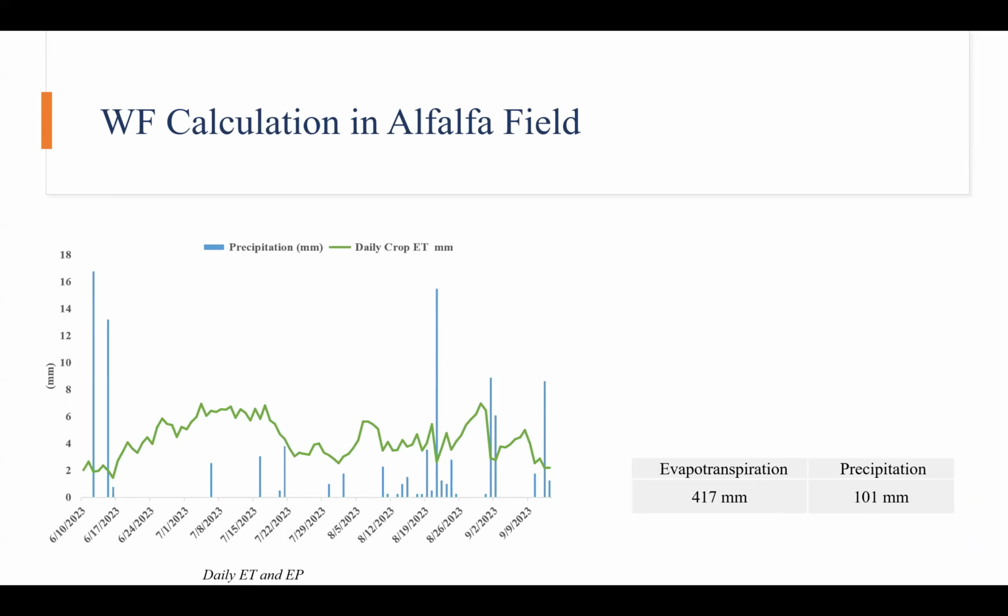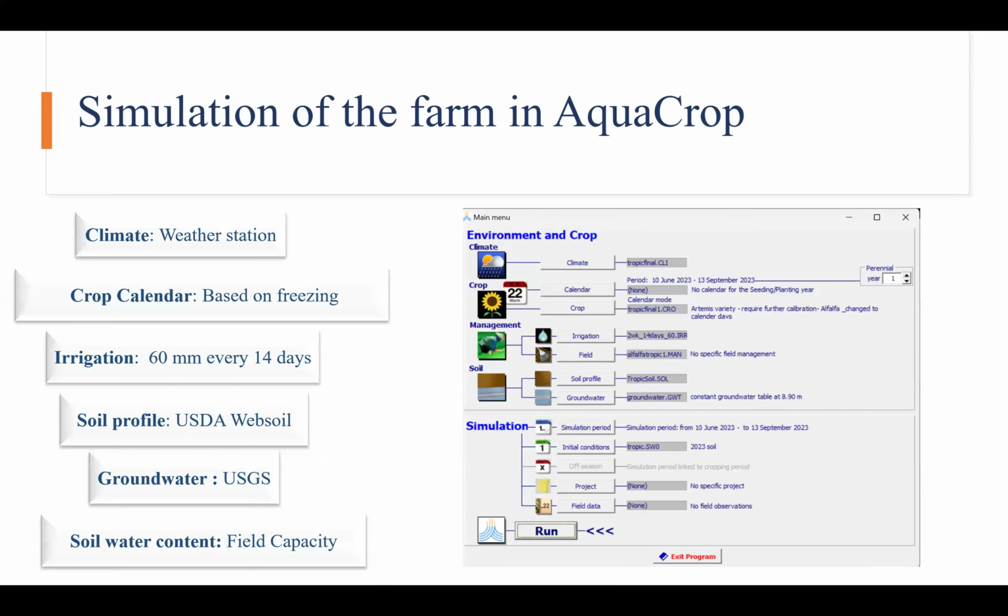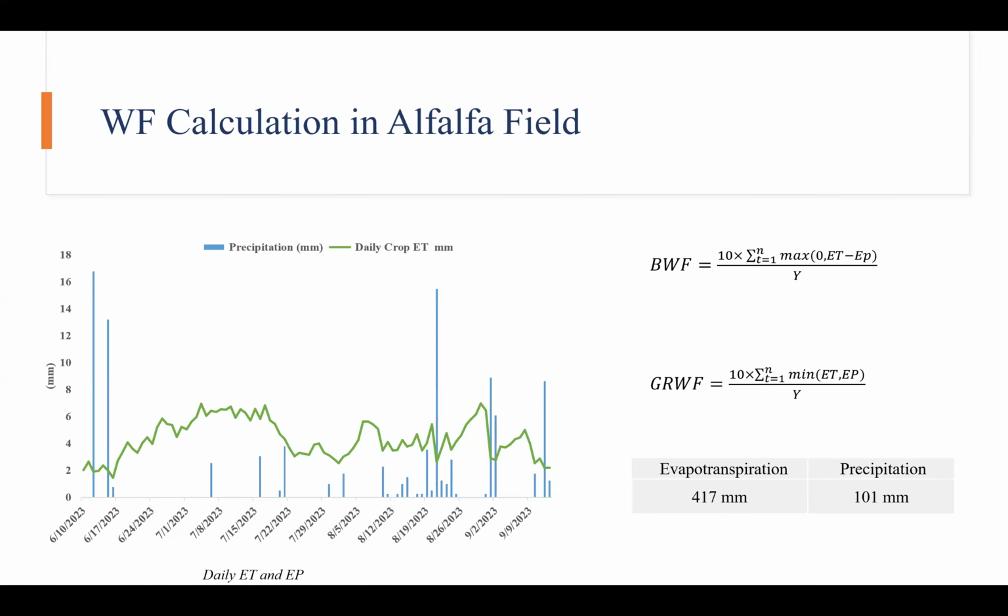I got the daily evapotranspiration and precipitation data for the whole season. Then I multiplied by 10 to convert it to the unit we wanted. The only thing remaining was the yield, and how to measure it was important. I'm going to discuss that.